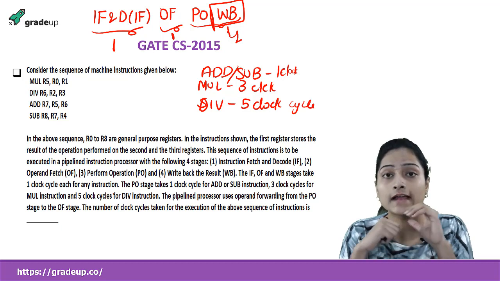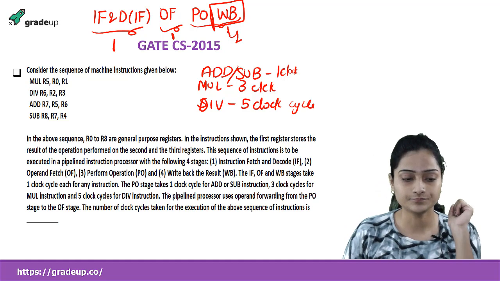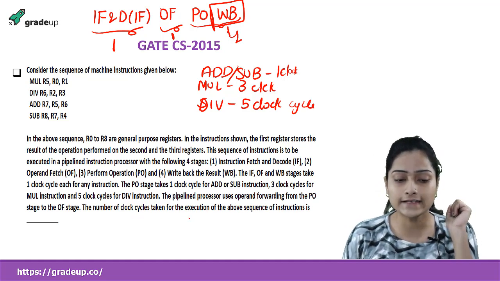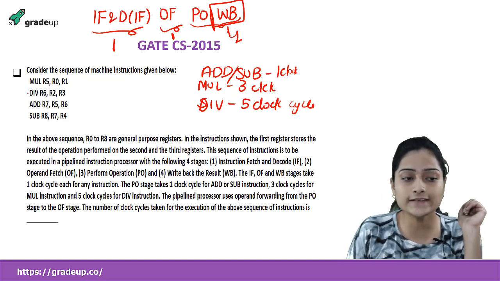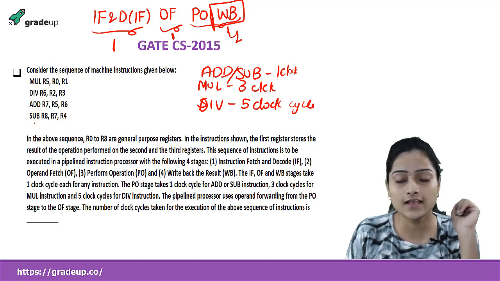Otherwise you are going to get the wrong answer. So let us see what this question is asking. The number of clock cycles taken for the execution of our instruction. Now we have to execute these 4 instructions and it is asking us the time or the clock cycles which are taken by these instructions.